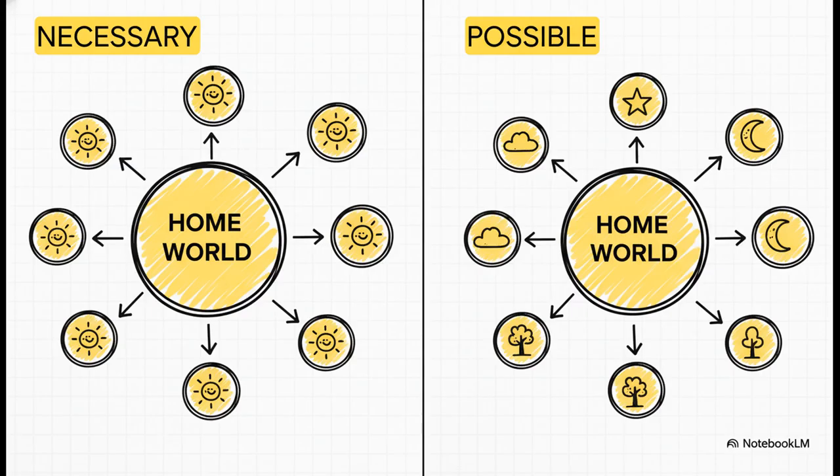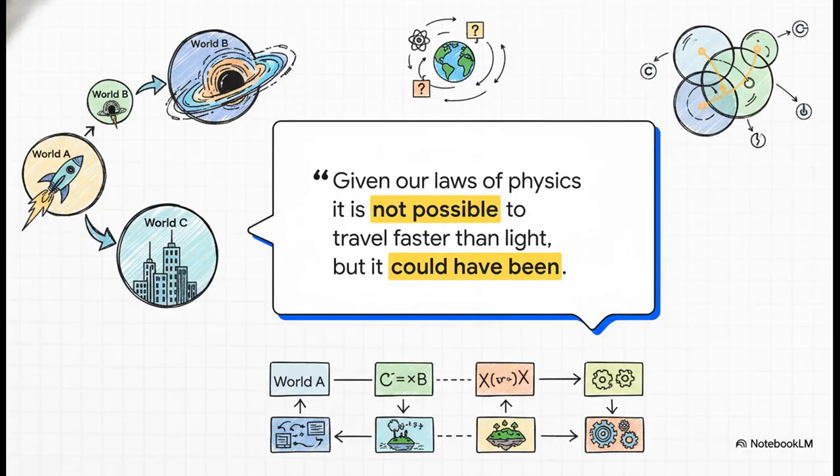Now that phrase, get to, or accessible, that's the secret sauce. For instance, in any possible world that shares our exact laws of physics, traveling faster than light is impossible. So from our world's perspective, those faster-than-light worlds just aren't accessible.